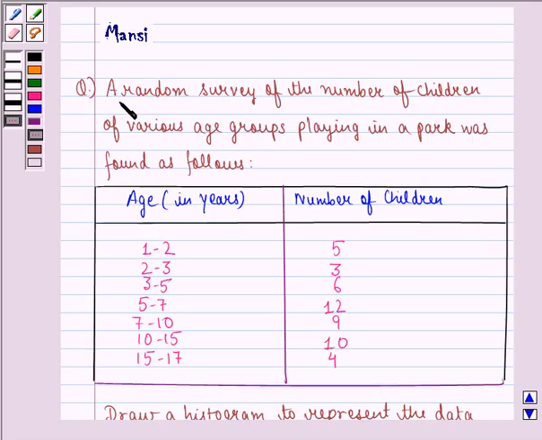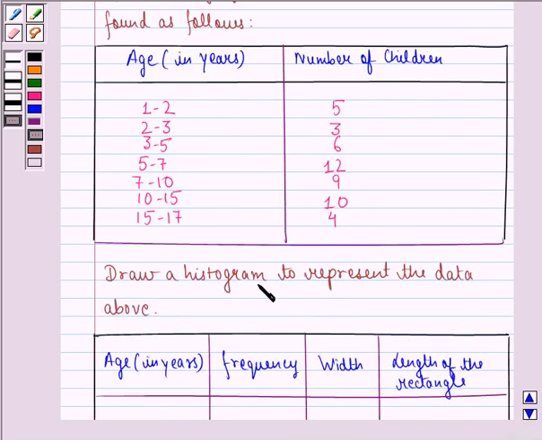The question says, a random survey of the number of children of various age groups playing in a park was found as follows. In the first column we have age in years, in the second column we have number of children. Now we have to draw a histogram to represent the data above. Let us see the solution to this one.